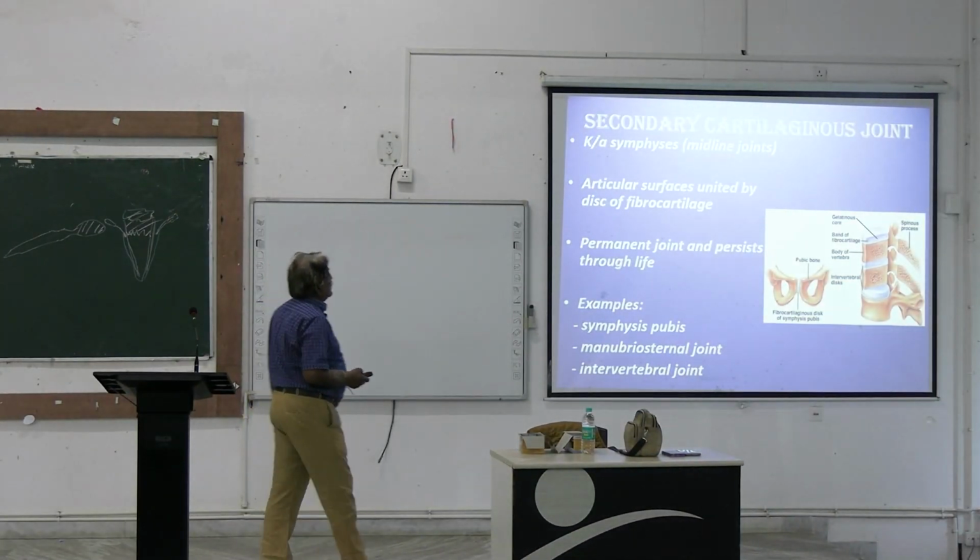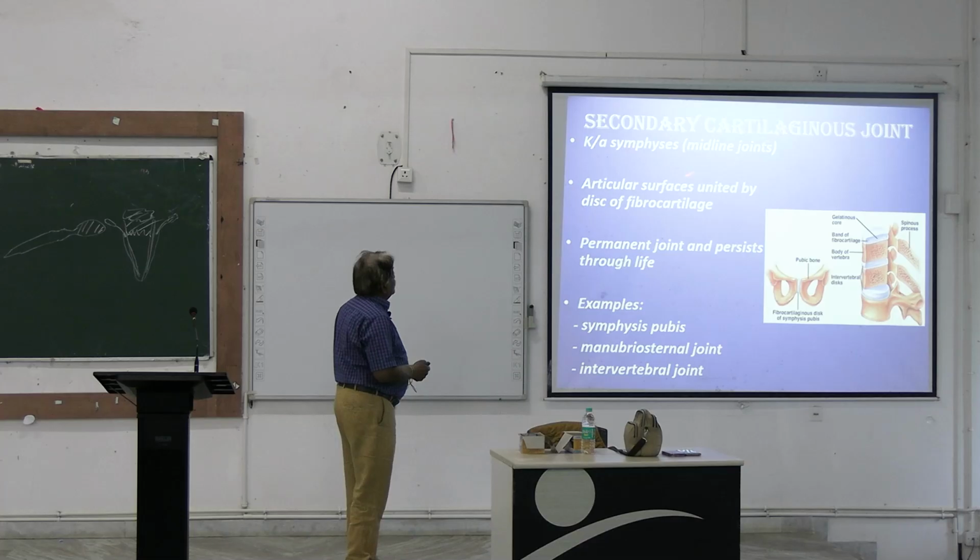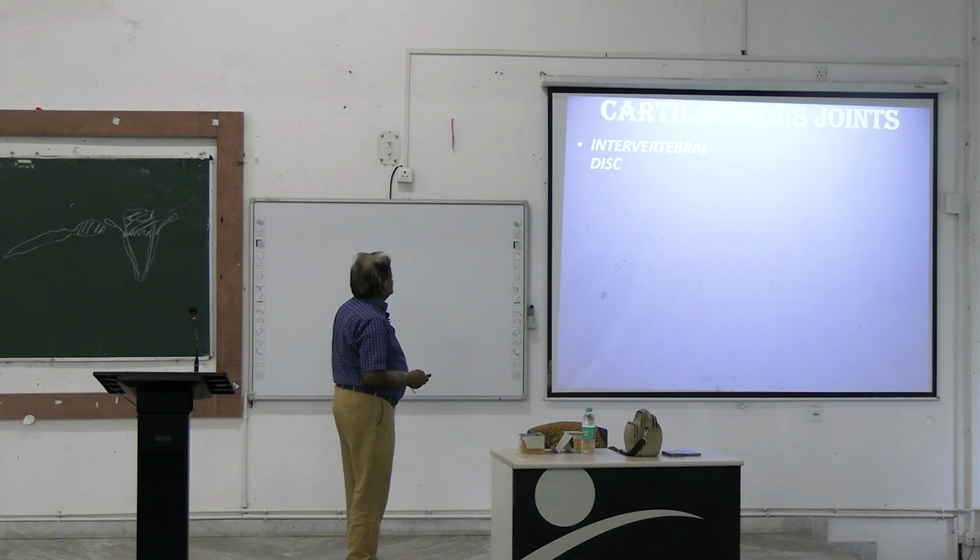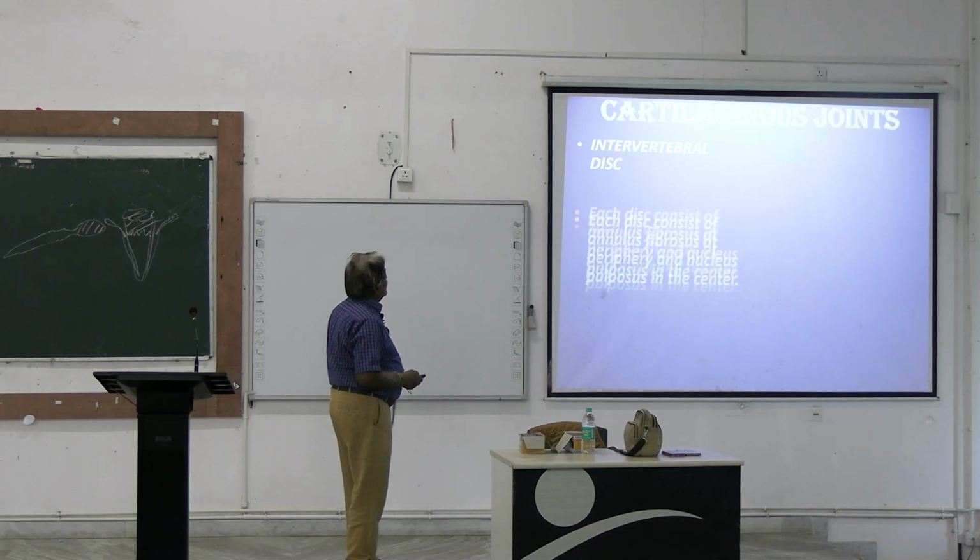Now, secondary cartilaginous joints, symphysis. Symphysis is a secondary cartilaginous joint, a midline joint. The articular surfaces are united by a disc of fibrocartilage, as in the symphysis pubis. It is a permanent joint and persists through life. Examples: symphysis pubis, manubriosternal joint, intervertebral joint. Intervertebral disc is a cartilaginous joint.